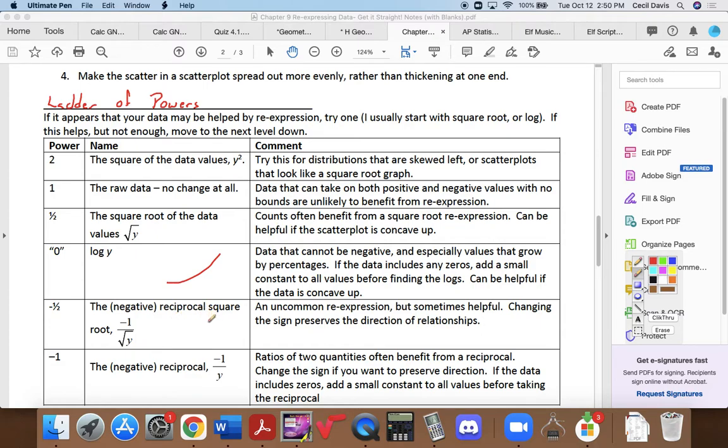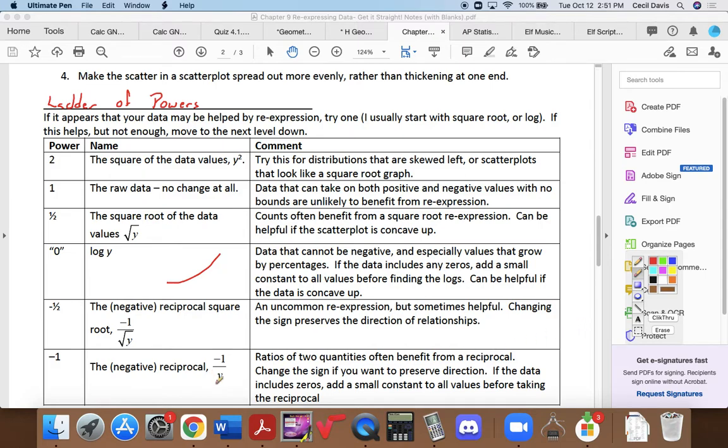The negative reciprocal square root, yikes. So there's a couple of things going on. This one's not very common. I have used it a couple of times when I was just getting desperate to make something work. I'm like, that's still not very linear, and so I've tried this one. The reason you put the negative in here is because then the direction of the relationship is still the same. Your positive direction or your negative direction is still the same. If you don't have that negative in there, it switches on you, which people tend to not like. Okay?